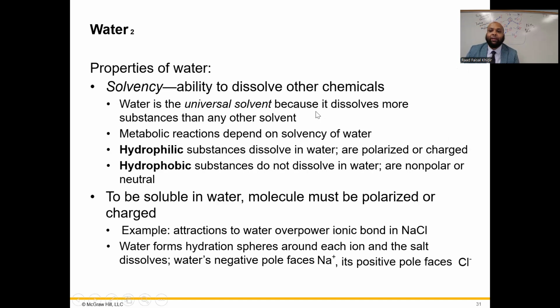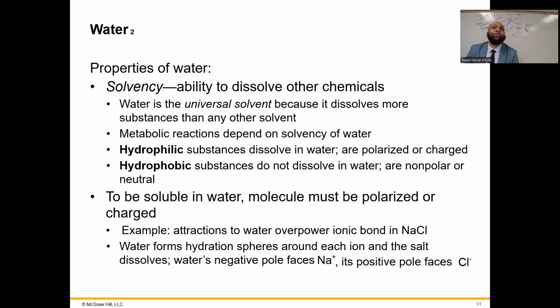So, solvency: the ability to dissolve other chemicals. Water is a universal solvent because it dissolves more substances than any other solvent. There are metabolic reactions that depend on the solvency of water. Hydrophilic substances dissolve in water. Philic means love, phobic means fear, and hydro means water. So hydrophilic means you can dissolve in water. Like dissolves like. Birds of the same feather flock together.